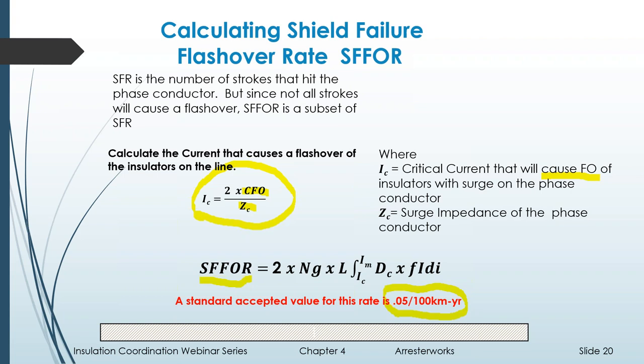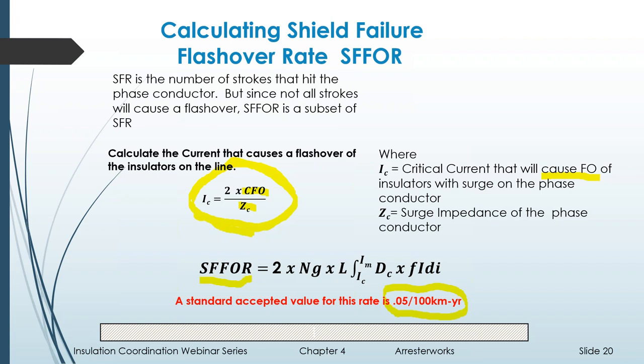Jonathan, the I sub C is usually determined by the ATP. Yes. So you have the CFO and the surge impedance for the phase conductor, and you're trying to determine when the current starts flowing through the resistor, so you determine the critical current. That's the way to determine it using ATP. No, we're going to talk about that in the next section in detail.